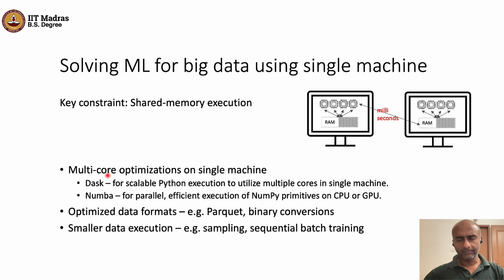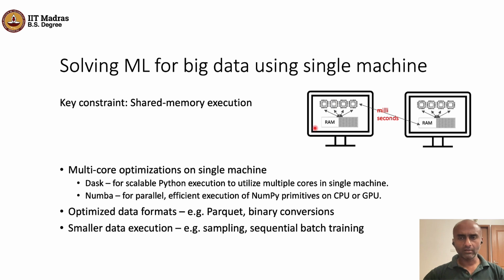First and foremost, there are many pipelines which are capable of utilizing all the cores in a single machine. Those are called multi-core optimization libraries, and some of the common Python-based libraries are Dask and Numba. Dask is actually a very popular add-on to the base Python libraries of NumPy and Pandas, etc. The purpose of Dask is to take single-core Python applications and execute them scalably, utilizing all the cores in that single machine.